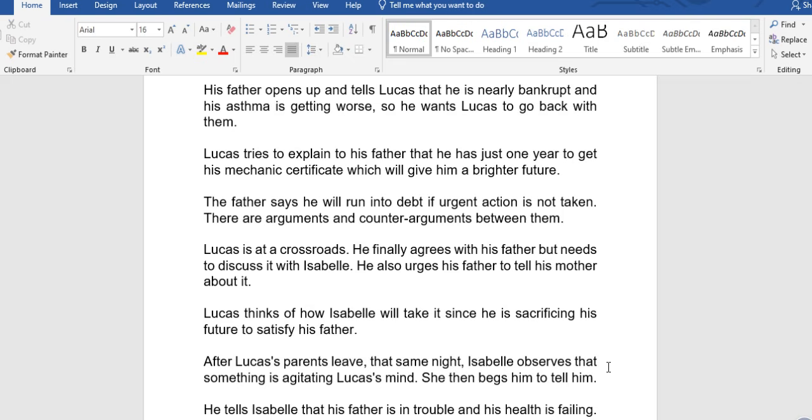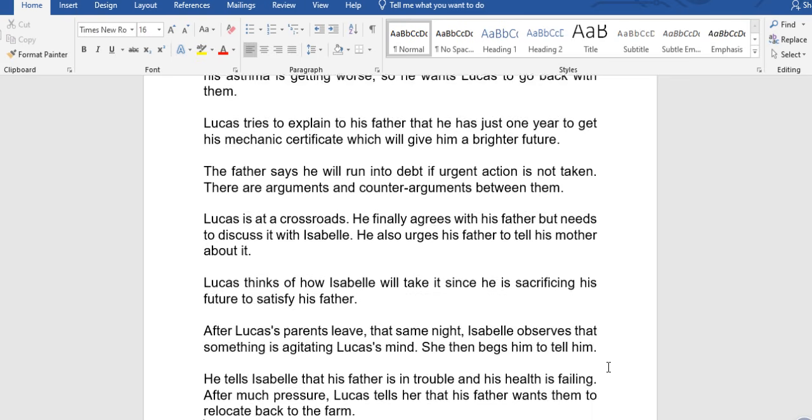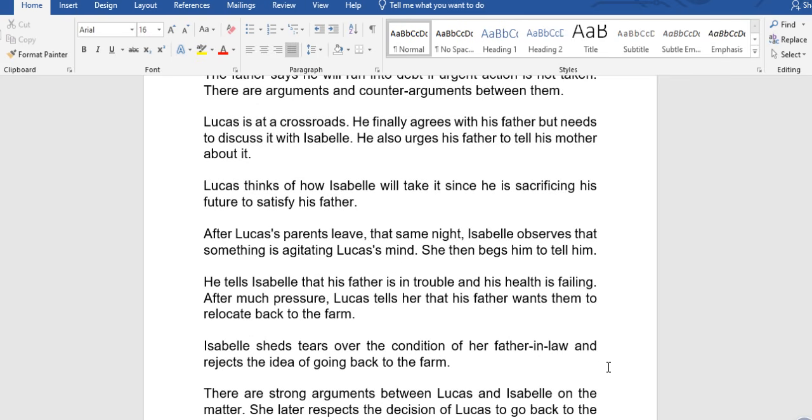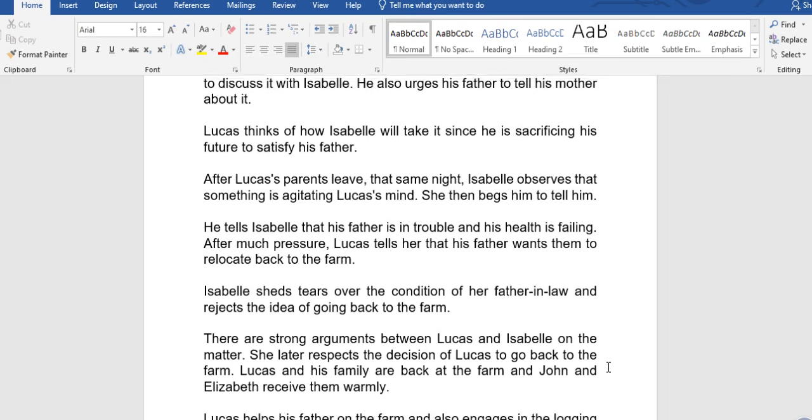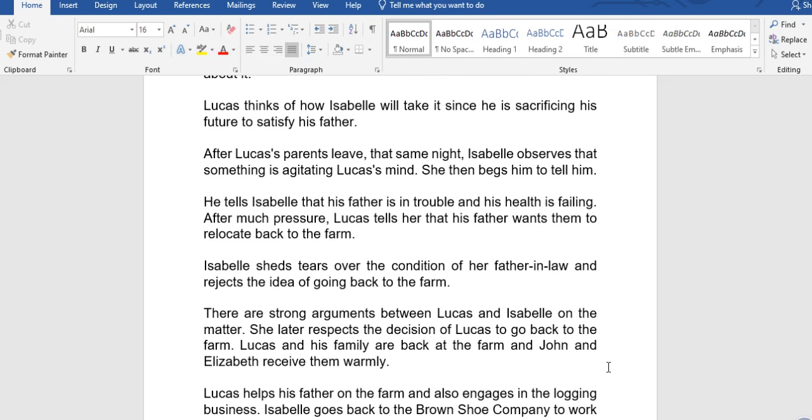Lucas is at a crossroads. He finally agrees with his father, but needs to discuss it with Isabel. He also urges his father to tell his mother about it. Lucas thinks of how Isabel will take it since he is sacrificing his future to satisfy his father. After Lucas' parents leave, that same night, Isabel observes that something is agitating Lucas' mind. She then begs him to tell her.